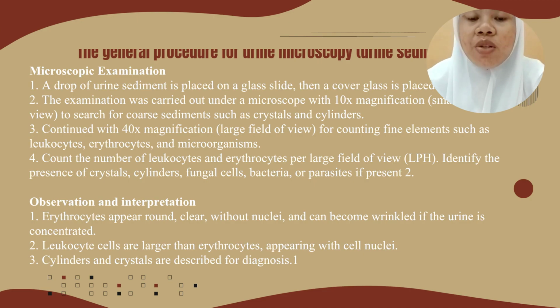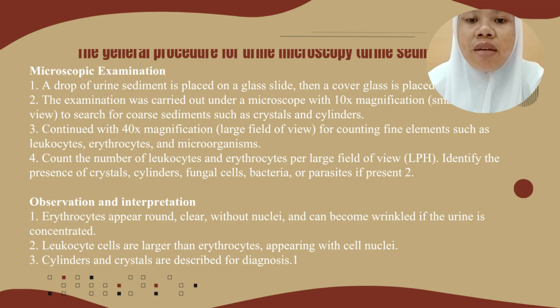Third, microscopic examination. 1. A drop of urine sediment is placed on a glass slide. Then a cover glass is placed. 2. The examination is carried out under a microscope with 10 times magnification, small field of view, to search for coarse sediments such as crystals and casts. 3. Continue with 40 times magnification, large field of view, for counting fine elements such as leukocytes, erythrocytes, and microorganisms.